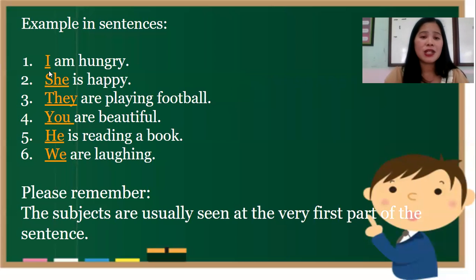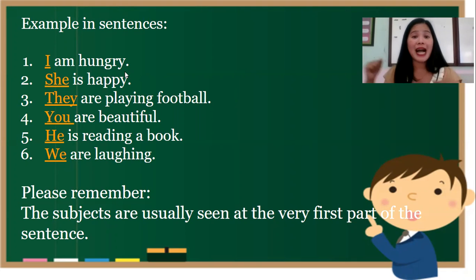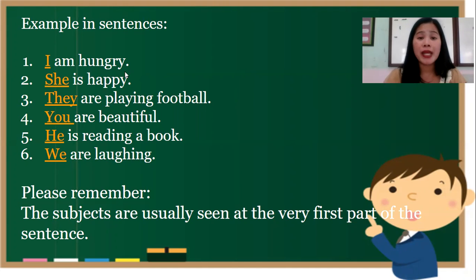Now, sentence number one, we have, I am hungry. I am hungry. Okay. I, that is I, am hungry. So I is a subject. Correct, teacher, because I is the one who performed the action. So I here is what we call the subject, and I is a first person pronoun.